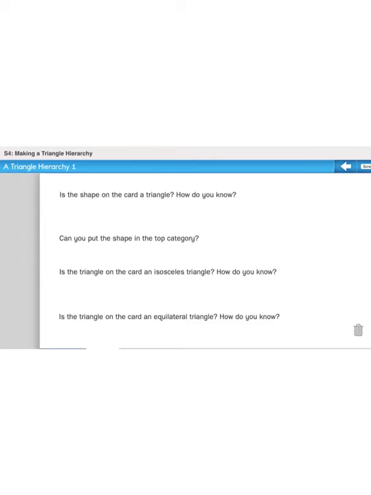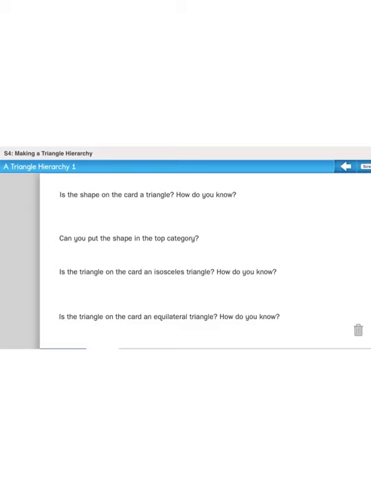All right, now find the two cards that you set aside at the beginning of the activity. Now we're going to try to classify the triangles on the cards into the hierarchy one at a time. First of all, ask yourself, is the shape on the card a triangle? Yes. How do you know? Because it has three sides and three angles. Can you put the shape in the top category? Yes, you definitely can. So you could set that card in the top category.